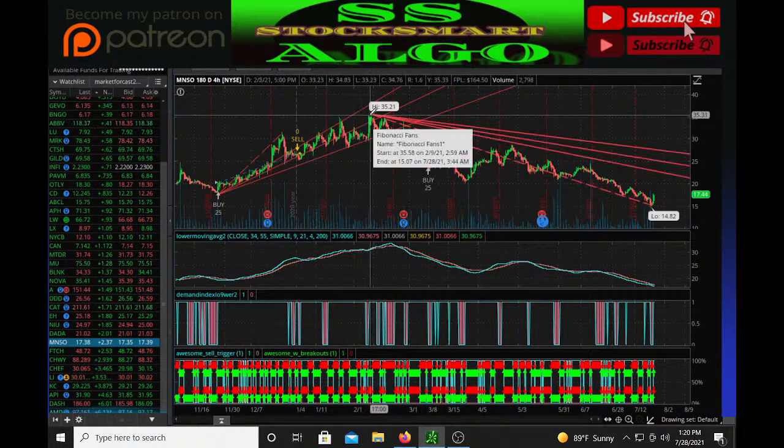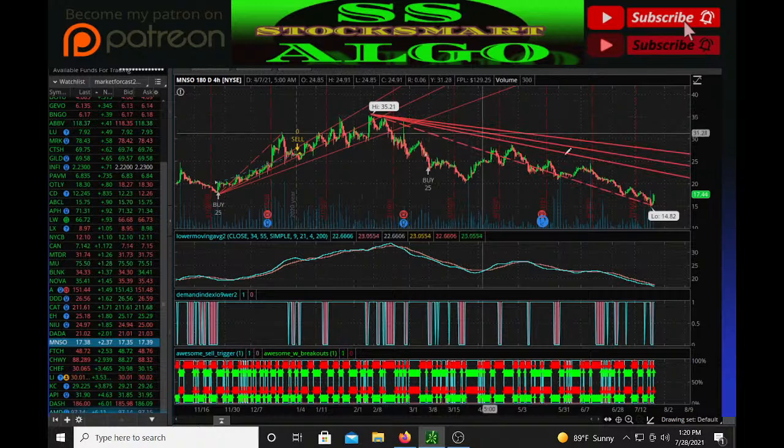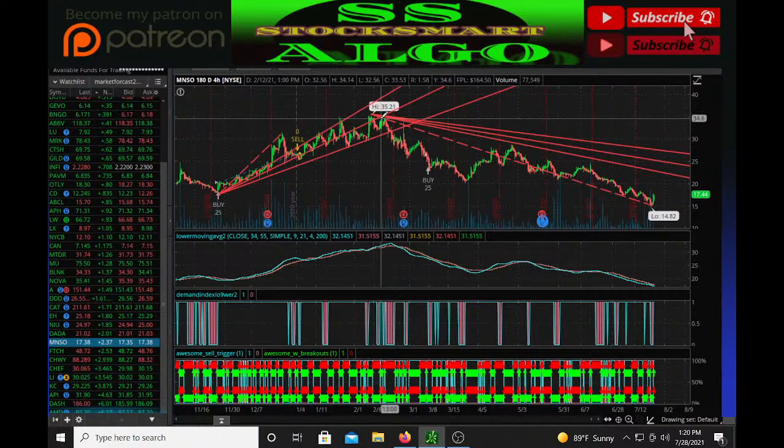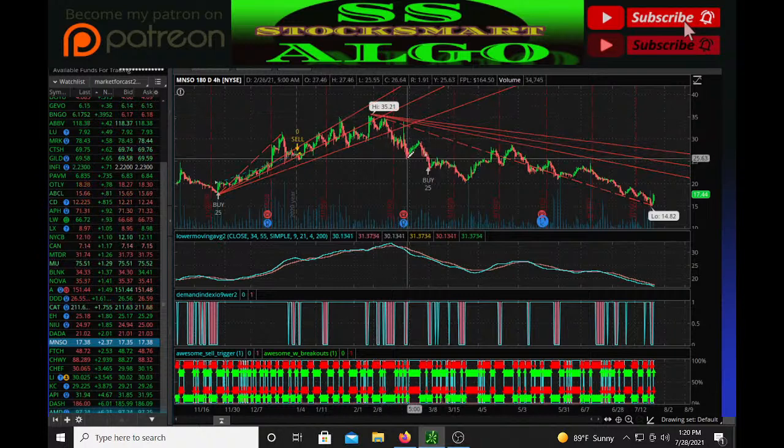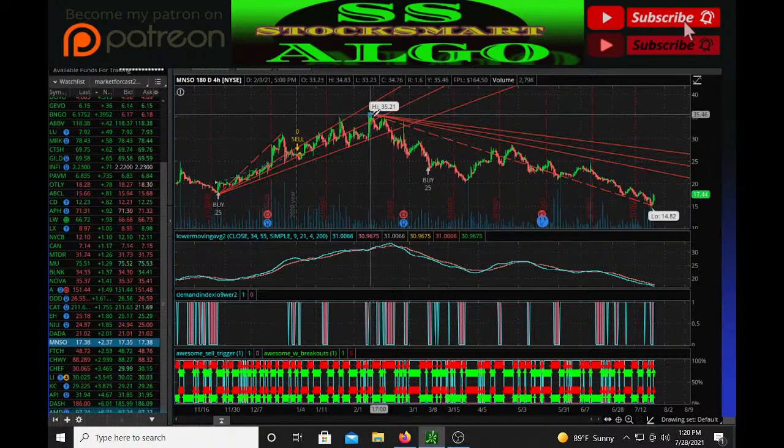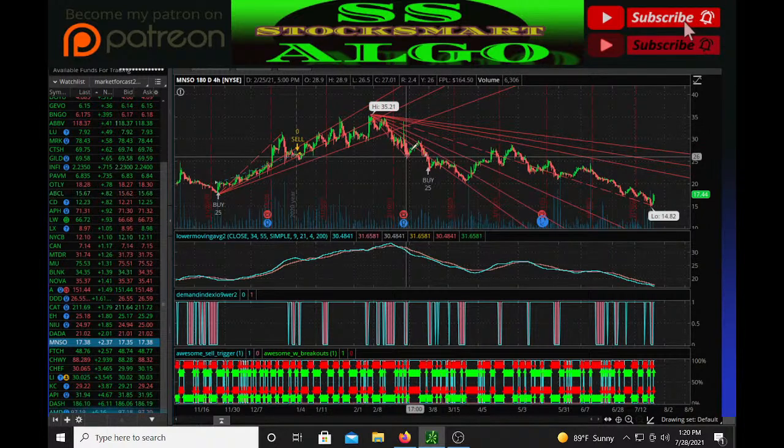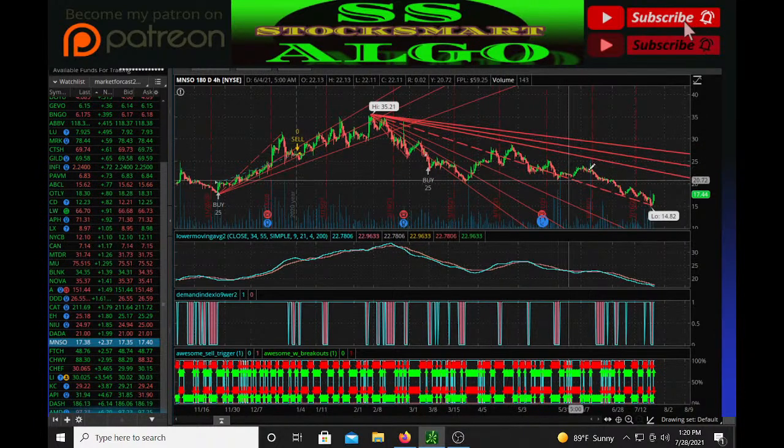Then to put our fans in the opposite direction from the swing high, shooting towards the swing low, or let's just say the swing low here, because these would have existed first, we can see how these lines are respected as support and resistance too. Okay?